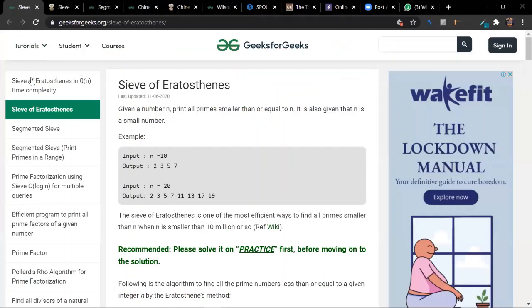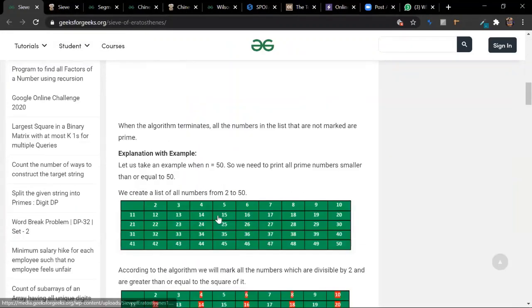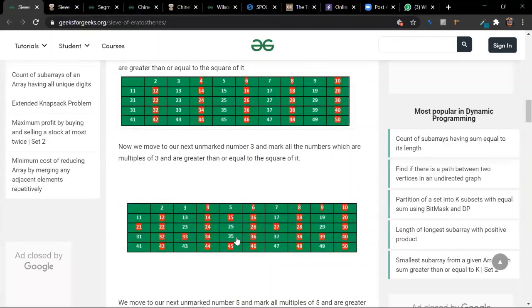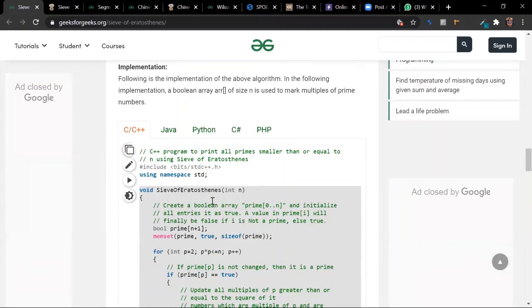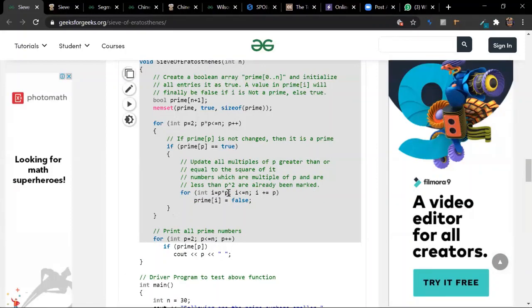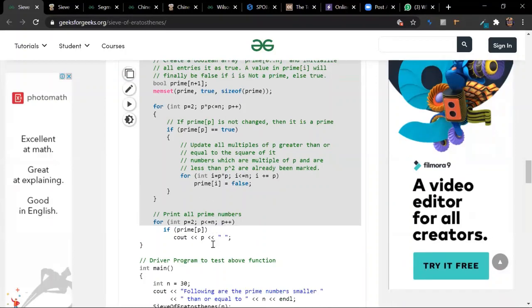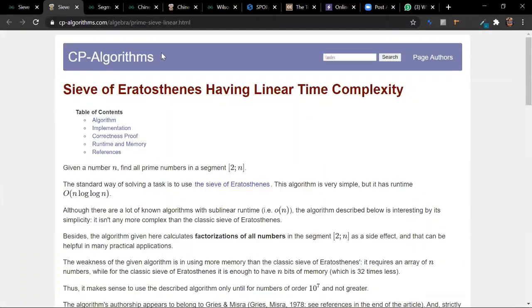So this is the sieve of Eratosthenes process. Whatever this algorithm is called by this name, I'll share you these links. You can see it here, and whatever I told you was only part of the algorithm. You can see it here, from p square to n. So I have explained the algorithm, what it is, and you can check it.